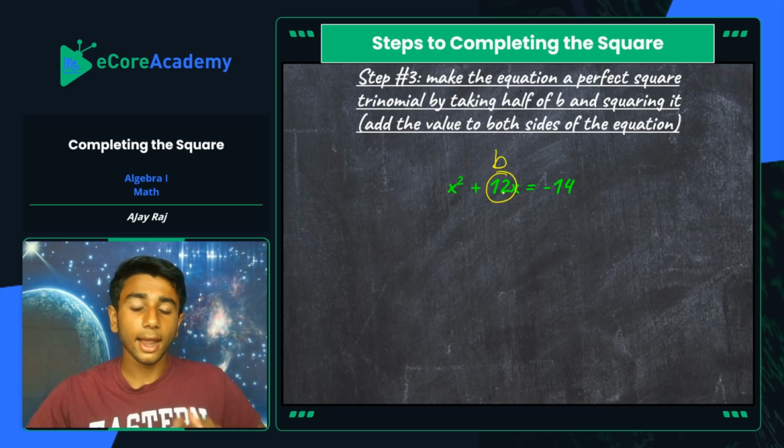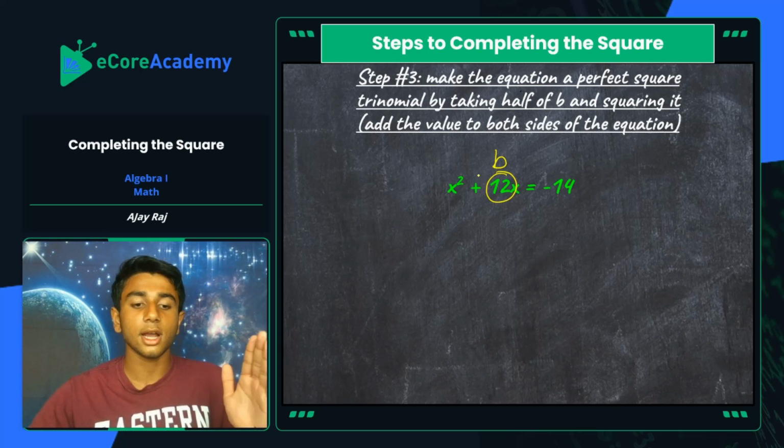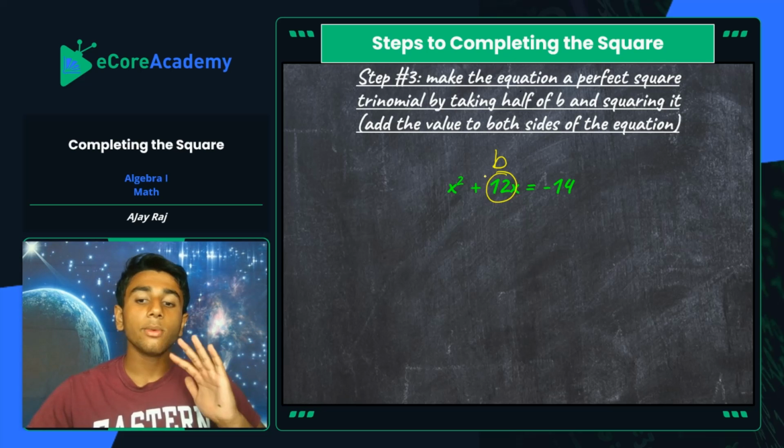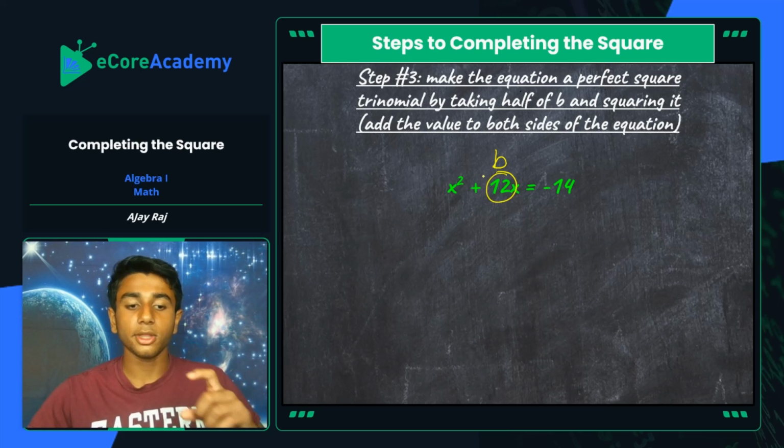Whenever you divide the b in half, square it, and add it to that side, essentially this left-hand side becomes a perfect square trinomial. And when you make it a perfect square trinomial, you can factor it into a binomial. And when you have a binomial that's being squared, you can easily square root that. But I'll show you that in the next step.